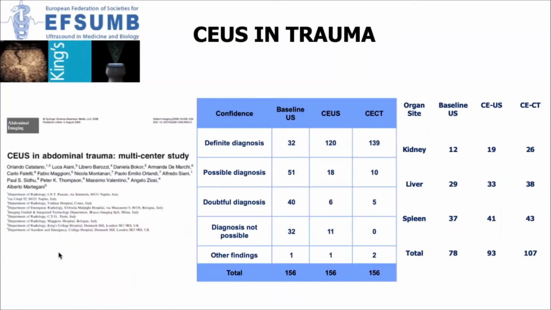So a larger study was released, a multi-center study, and this was quite interesting because it looked at the confidence of your diagnosis on baseline ultrasound, contrast enhanced ultrasound, and contrast enhanced CT, and it looked at the solid organs. And what you can see from those figures in that first table is a dramatic increase from a baseline ultrasound to a contrast enhanced ultrasound. And really, to be honest with you, there's very little difference between contrast enhanced ultrasound and contrast enhanced CT for the ability to make a certainly at least possible diagnosis, if not a fully definitive diagnosis. And only in relatively rare cases was a diagnosis not possible.